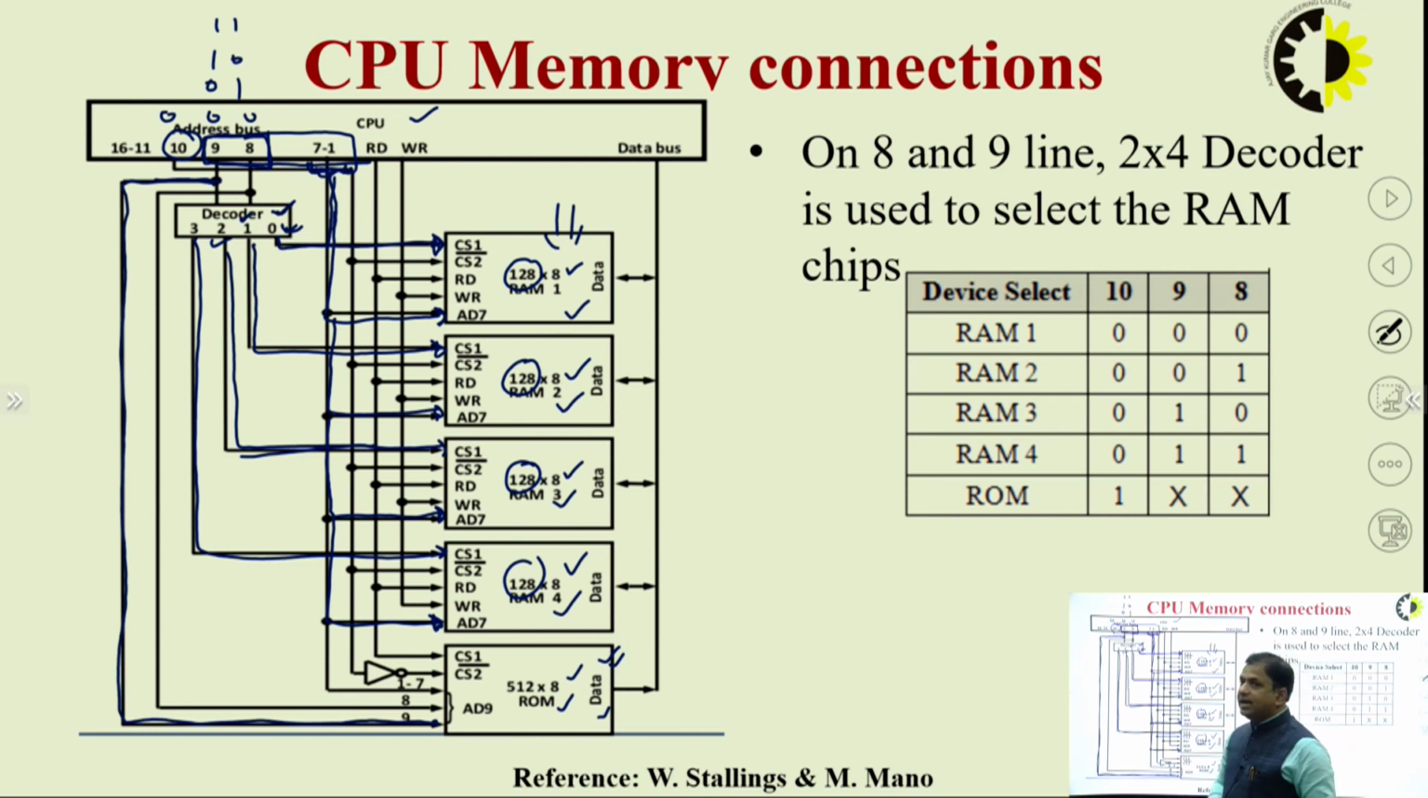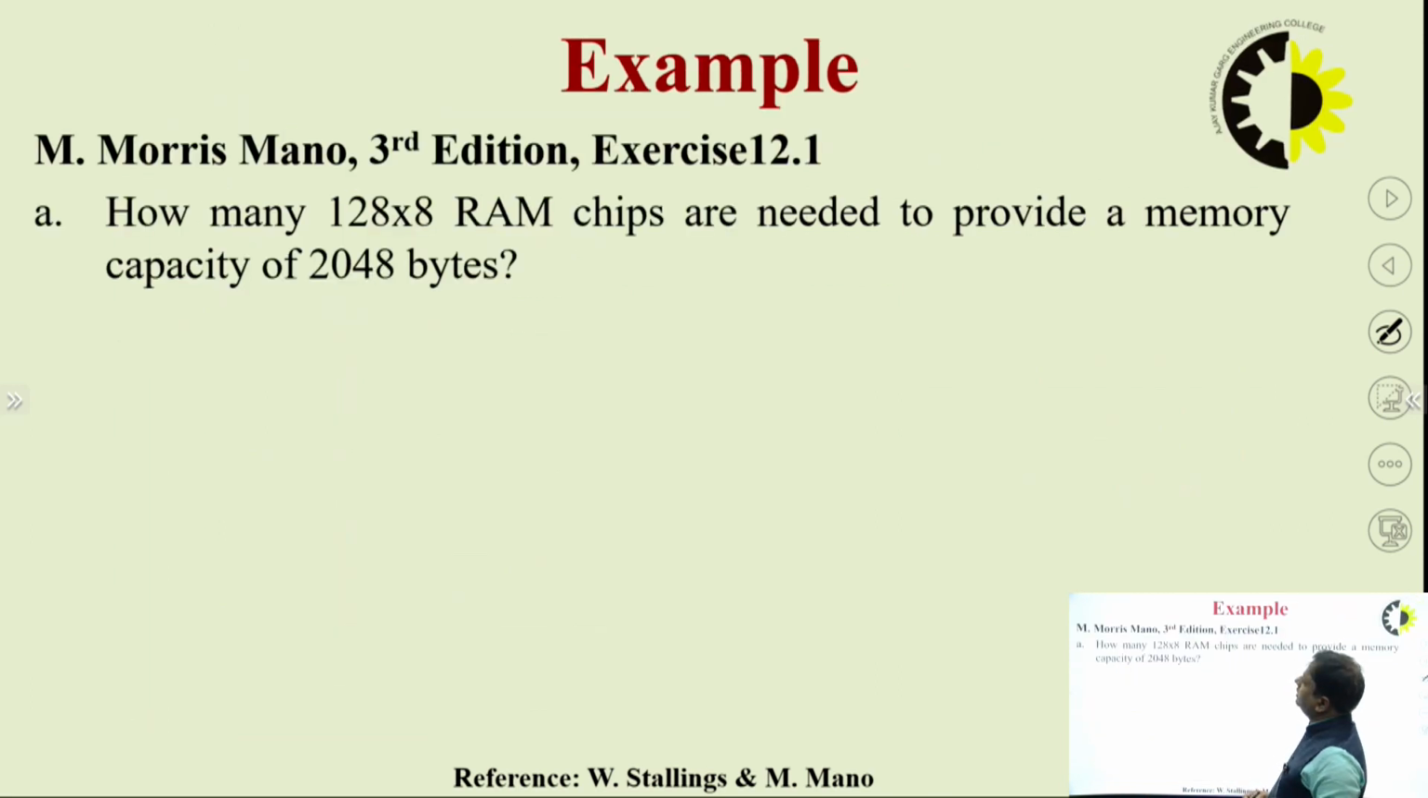So the question arises here: how many RAMs are required, what should be the size of the common address lines, and what size of decoder is required to interconnect all these RAM and ROM, right? So we move further. There is an example in Morris Mano: how many 128x8 RAMs are required to provide a memory size of 2048 bytes.